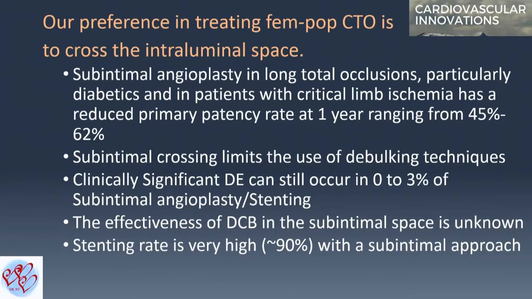Clinically significant distal embolization can still occur in about 0 to 3% of subintimal angioplasty, depending on the study that you read. Effectiveness of DCB, we've seen a little bit of data from the previous speaker, but we don't have really good data in terms of being in the subintimal space. We need really concrete data to say, yes, DCB in subintimal space works well. And the stenting rate is very high, 90% with a subintimal approach. So we take the intraluminal space very seriously, and that's what we do normally in our lab.